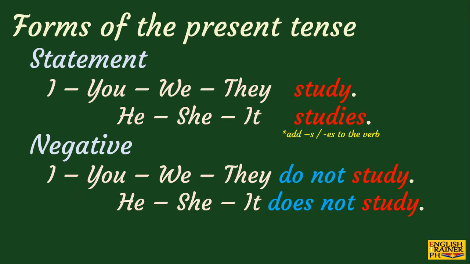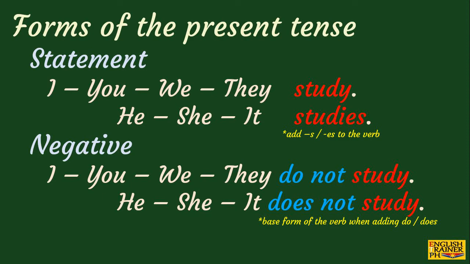To form the negative, we need to add do or does, and then add not, and then our verb. For example, I do not study English. You do not study English. We do not study English. They do not study English. He, she, and it will use does. He does not study. She does not study English. It does not study English.